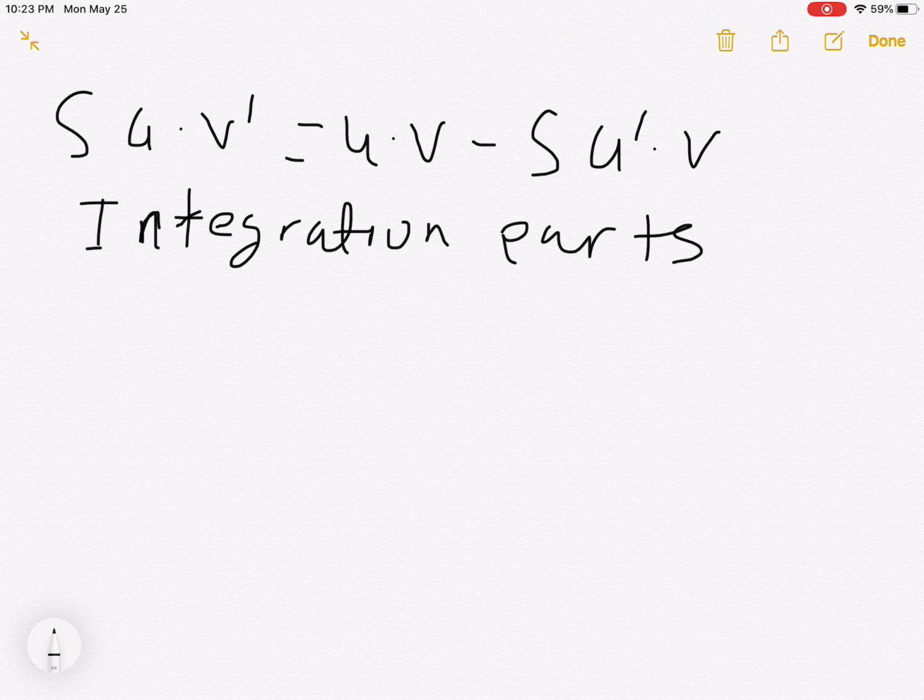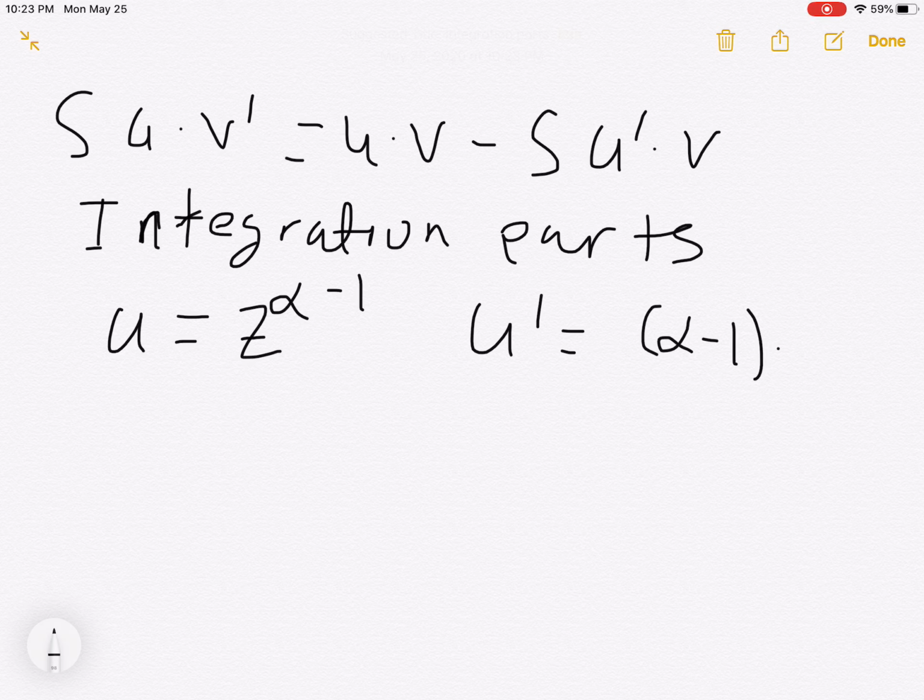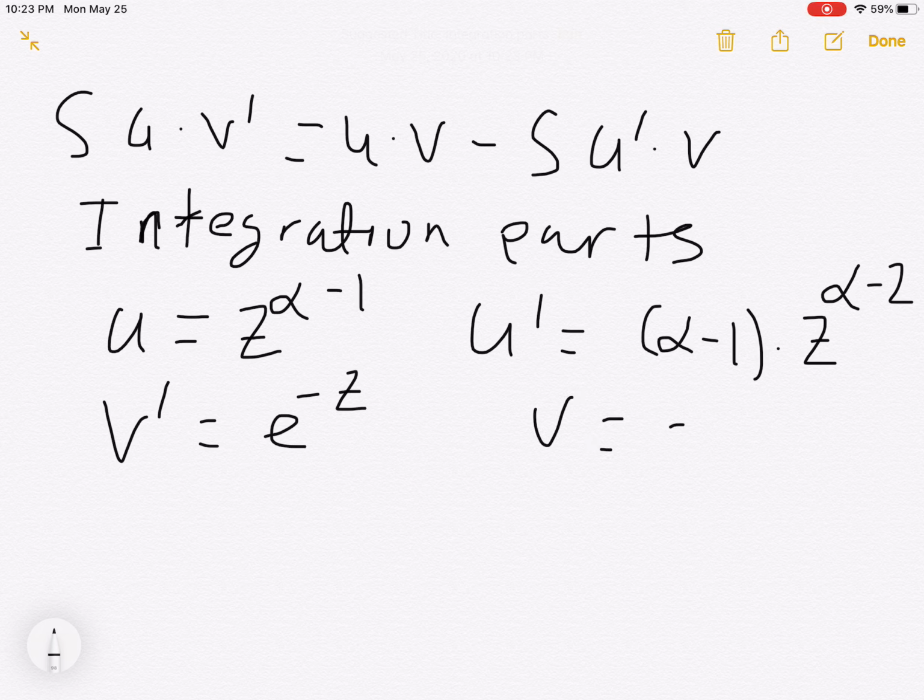Okay. So here I'm going to let u equal z to the alpha minus 1, and u prime is going to be alpha minus 1 times z to the alpha minus 2. Okay. V prime, that's going to be equal to e to the minus z. So v is going to be minus e to the minus z.